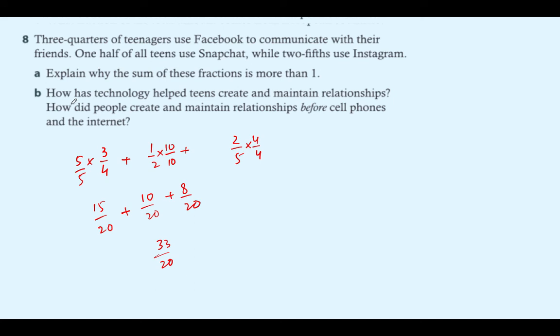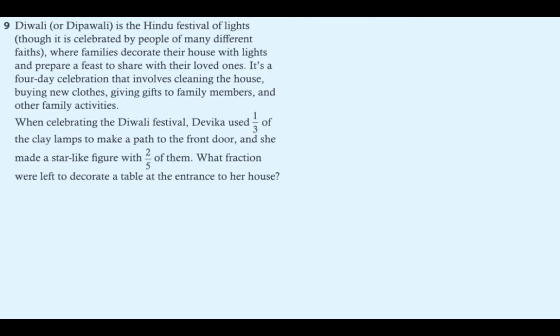Now part B says, how has technology helped teens create and maintain relationships, and how did people create them in the past? So in the present, yes, people can be connected using these social media sites, and in the past teenagers used to play games, outdoor games and all that. So this is just an individual answer, and this doesn't require any mathematical knowledge.